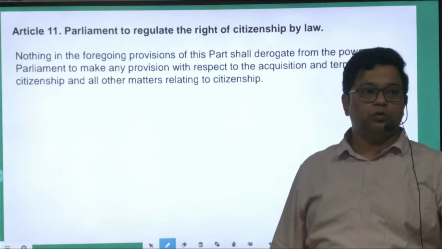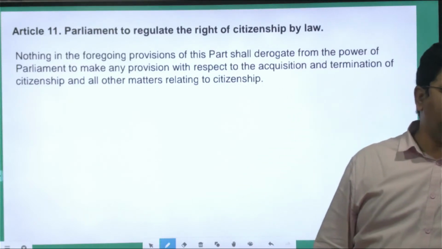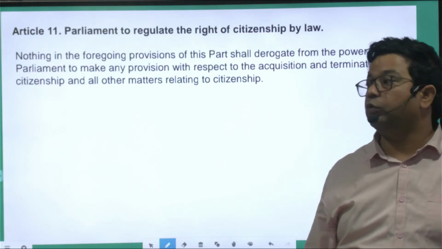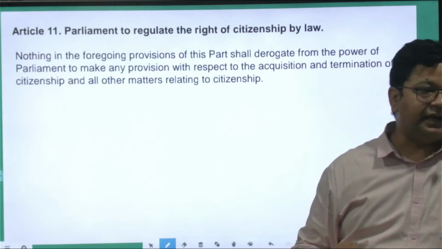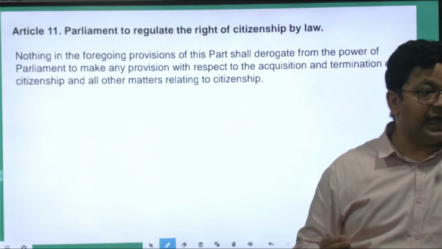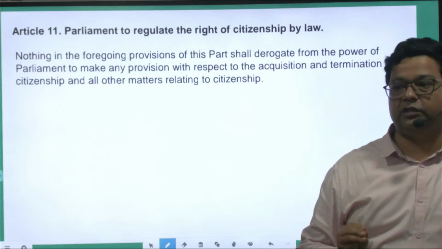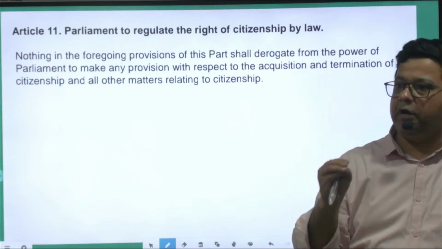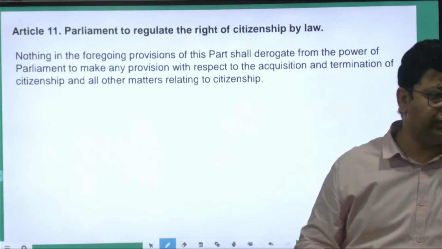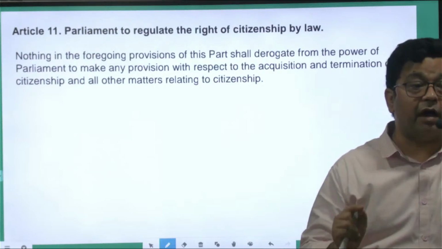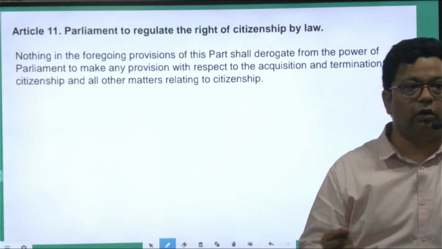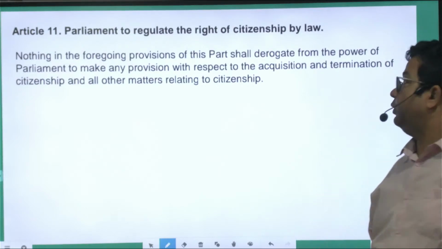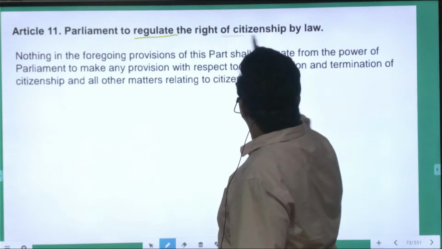So 5 to 8 are articles establishing who has the status of citizenship. Article 9 is about denying dual citizenship. Article 10 says if any person has acquired citizenship through any law, all the laws made by the Parliament will be applicable to the citizen. Article 11 empowers the Parliament to make laws related to how a person can acquire citizenship, and to regulate the rights of citizenship by law.